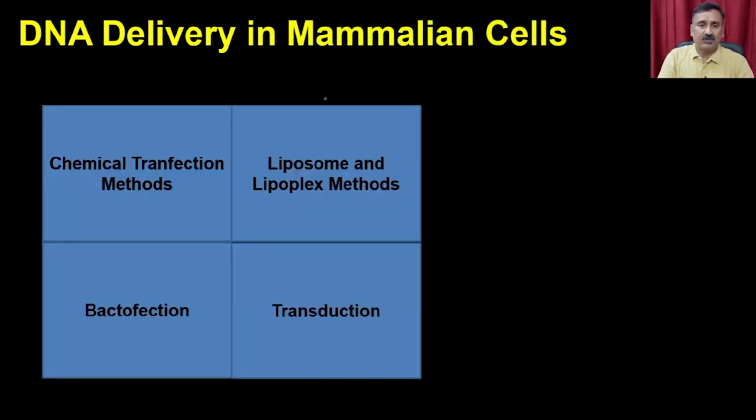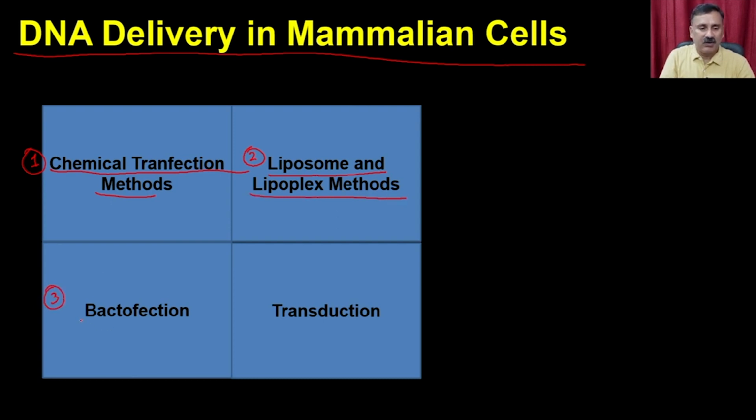We have 4 approaches that we can use for delivering the DNA into mammalian cells. The first approach is called the chemical transfection method. The second approach is called the liposome or lipoplex method. The third approach is called bacteriofection, and the fourth method is called transduction. In the first method, you use transfection agents or chemical agents. These chemical agents form a complex with the DNA in such a way that the DNA is taken up by the mammalian cells.